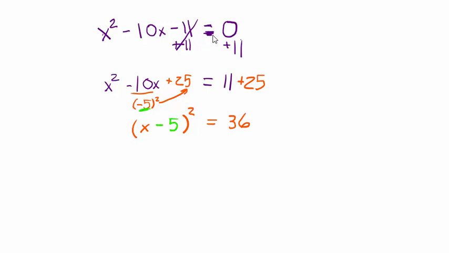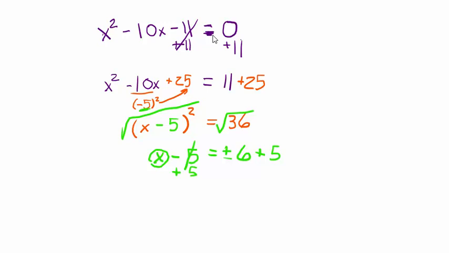Now I'm going to take the square root of both sides, to get rid of that squared here. And don't forget, whenever you take the square root of both sides, you need to put plus or minus. Fortunately 36 is a nice number, because the square root of 36 is just 6. And on the left side, I'm left with x minus 5. Now remember, when I'm solving, I'm always trying to get x by itself. So now I'm going to add 5 to both sides.